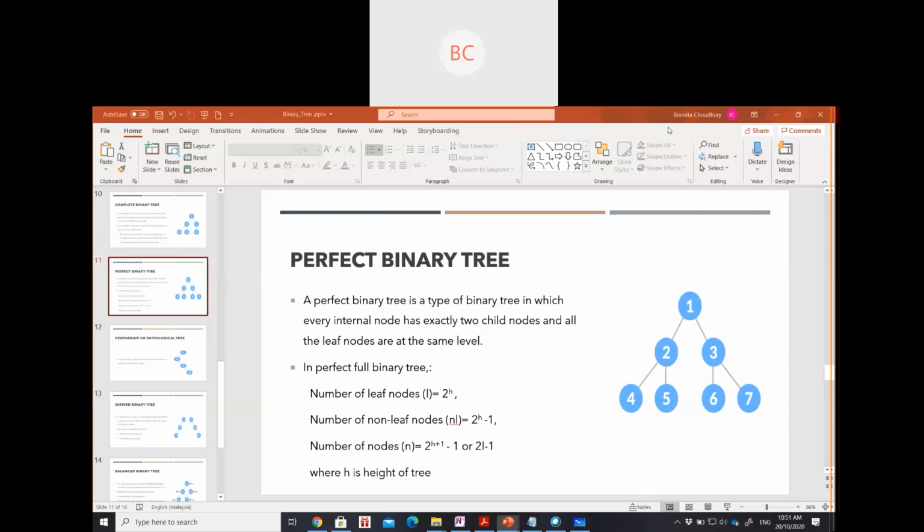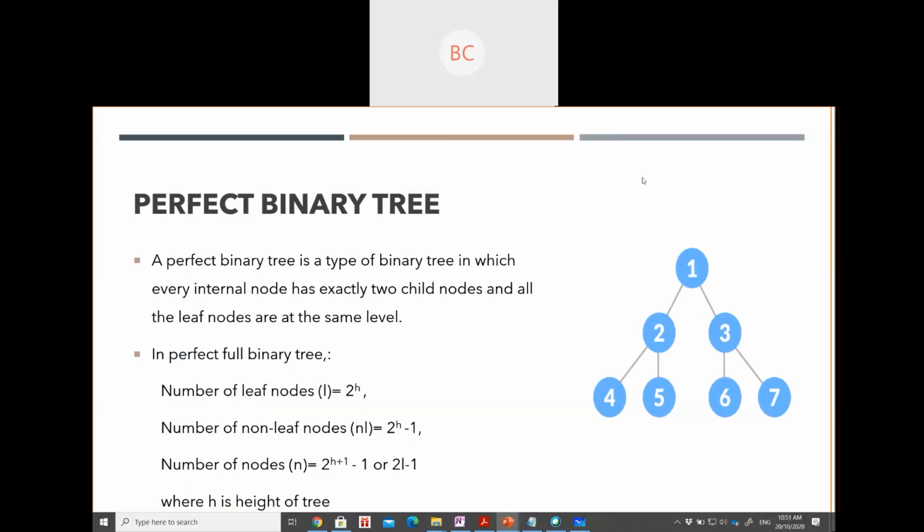Okay, next is your perfect binary tree. What is a perfect binary tree? Perfect binary tree means every internal node has exactly 2 child nodes and all the leaf nodes are at the same level. Okay, so the main condition here is every internal node has exactly 2 child nodes and all leaf nodes are at the same level.